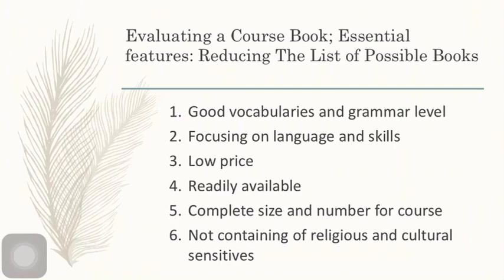Next, evaluating a course book. Essential features: reducing the list of possible books. Why as the teachers do we have to reduce the list of possible books? Because 1, good vocabularies and grammar level. So if we have a course book that is not good at vocabularies and grammar, we have to adopt another course book. And then 2, focusing on language and skills. The course book has to have a goal for language and skills.